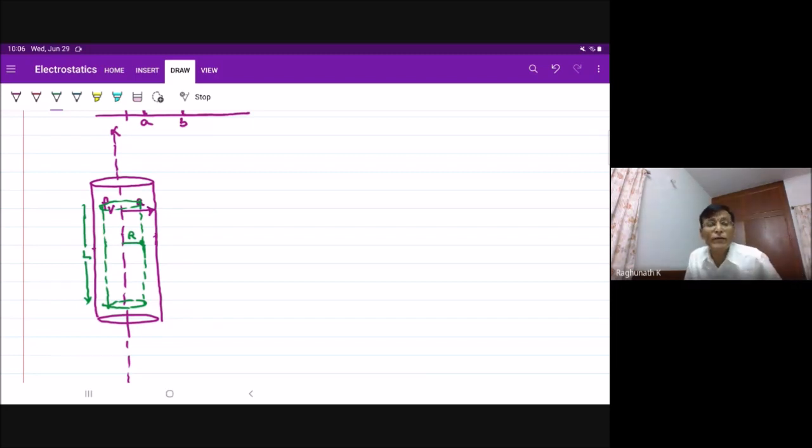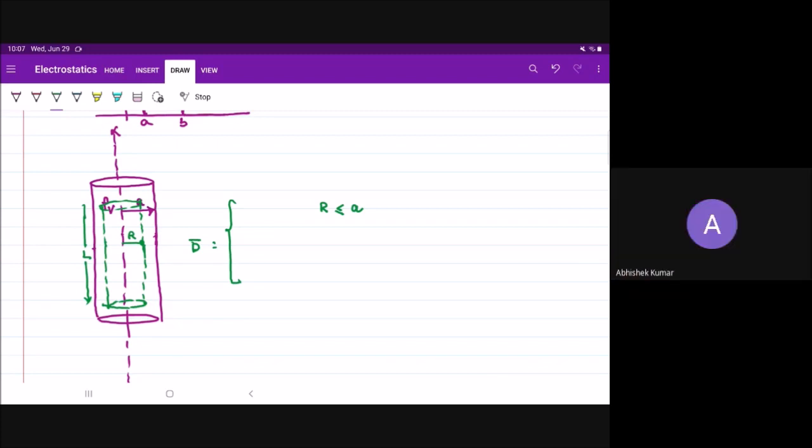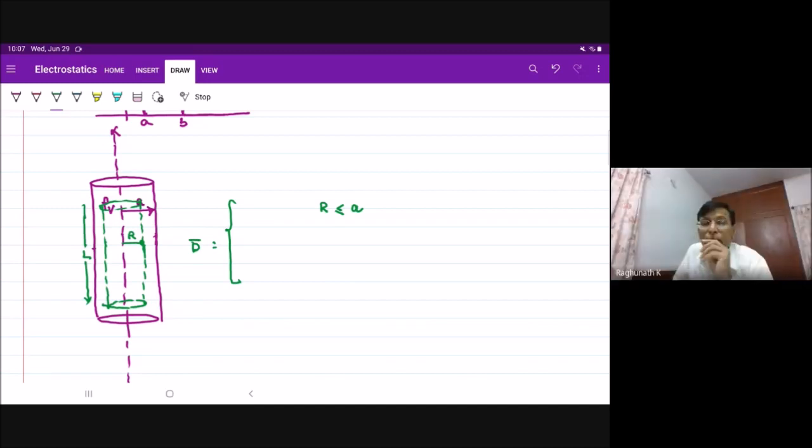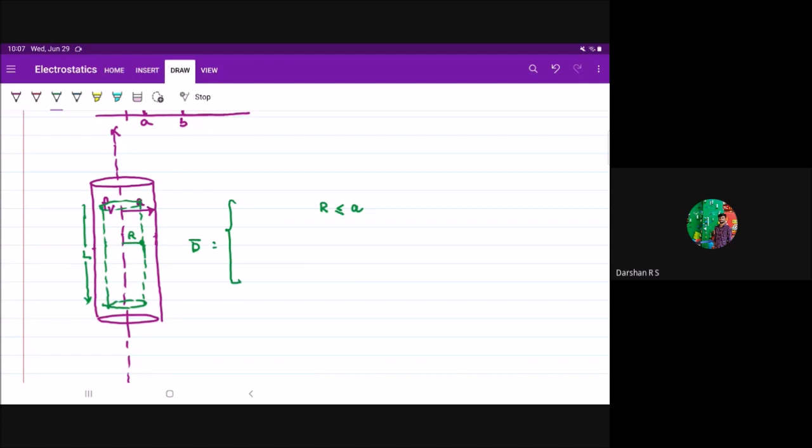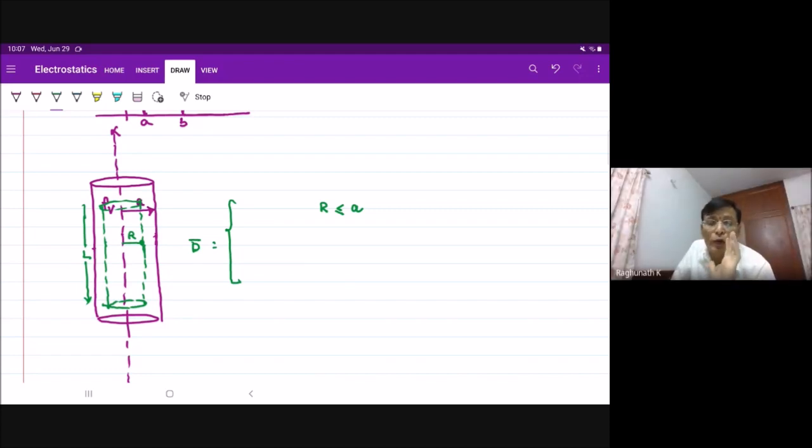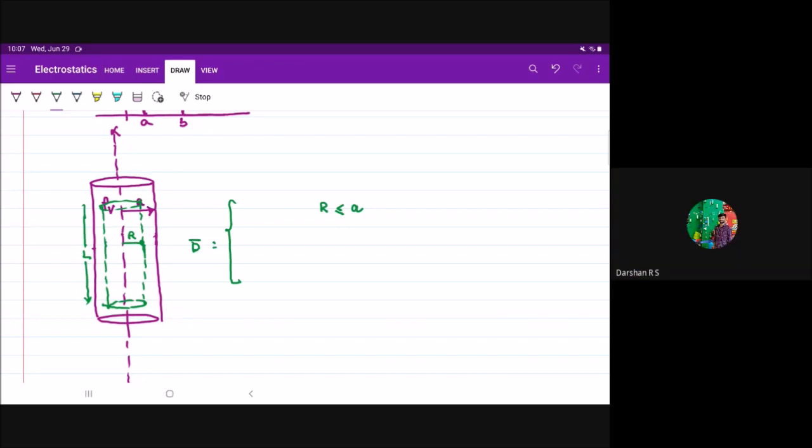What is the flux density D bar for r less than or equal to a? Please respond if you can. Rho v pi r square L by 2 pi r L. We want to know first of all the total charge inside. Total charge is rho v into pi r square L.